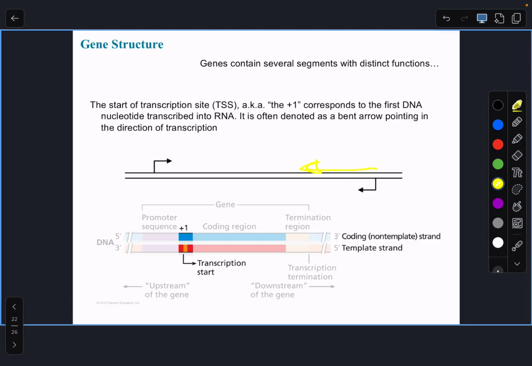So how does RNA polymerase know in which direction it should go? Let's say the RNA polymerase lands on the TSS. How does it know it should go one way or the other?